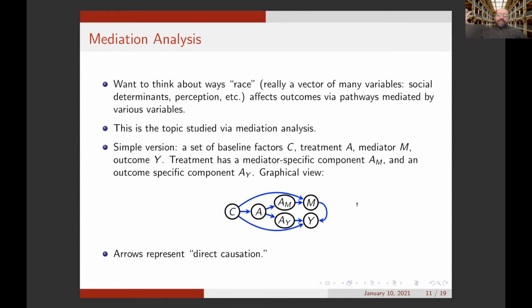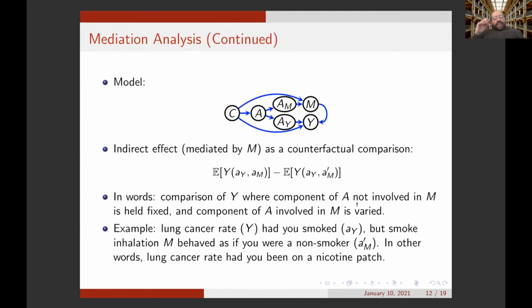So here is a graph. Here, variables are vertices, and blue arrows represent roughly direct causation, or something like that. So here's the model, and the indirect effect we formalize as a hypothetical randomized study where we fix the component of the treatment, such as race, or of some other treatment, that has to do with the outcome directly to some fixed value, and we try to change or manipulate the component of the treatment that has to do with the mediator.